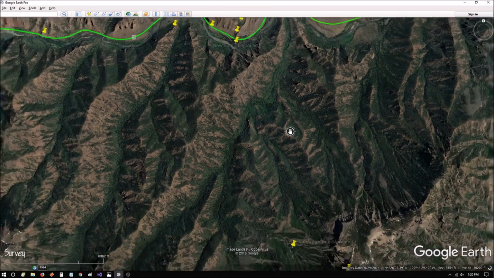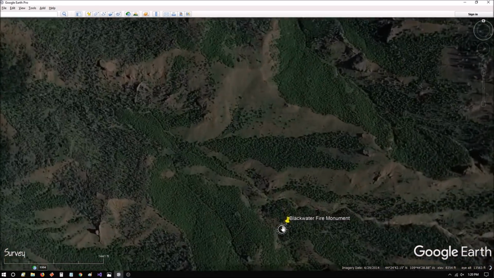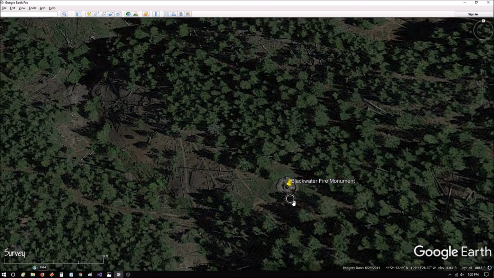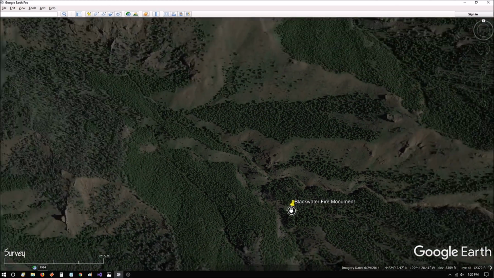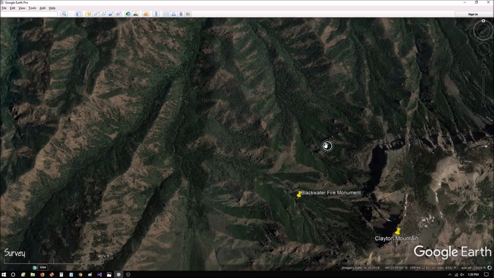Now, if you look over here, this is Clayton Mountain. The fire was all up in this area. The monuments that they made for the firemen, and there's two of them. I think you can actually see them on the, yeah, you can definitely see this one. That's one of them. There's two of them up there. There's another plate on the ground. That may actually be up in this area.